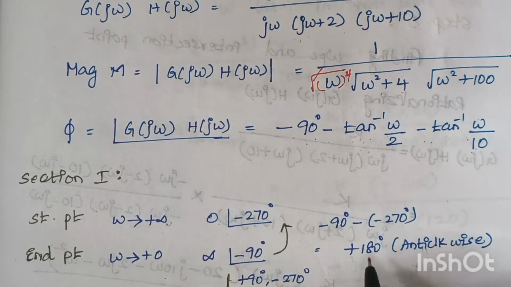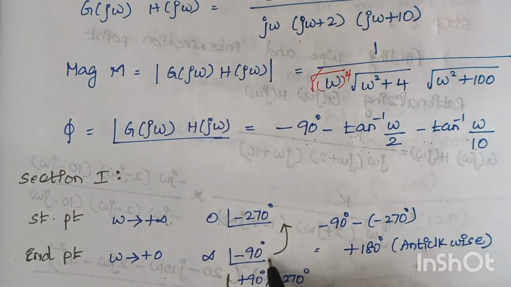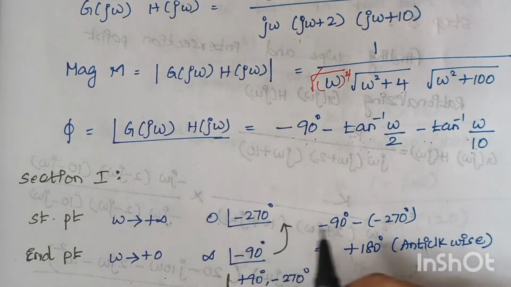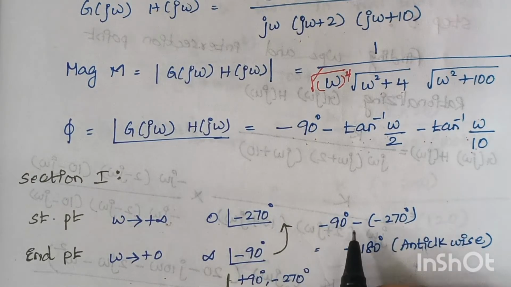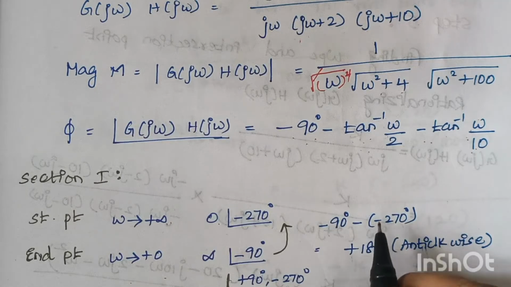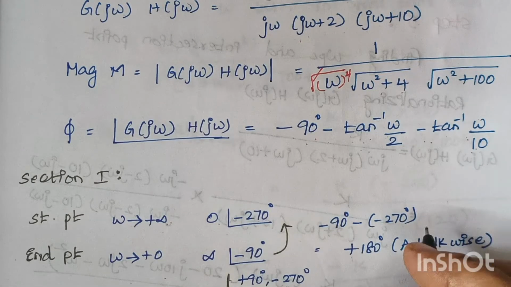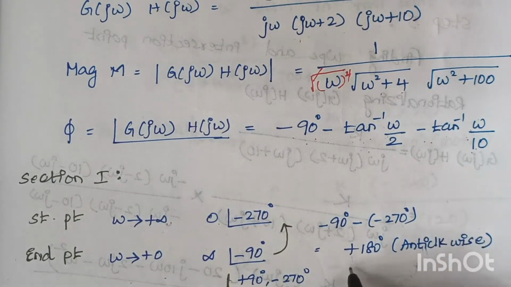Now we have to find out the value, that is angle or degree of rotation. So here this is the procedure. Minus 90 minus of minus 270. So minus 90 minus into minus becomes plus 270. So minus 90 plus 270 gives you plus 180 degree. What does this plus sign indicate? It indicates the plot is in anti-clockwise direction.